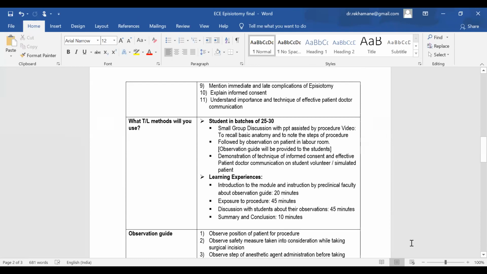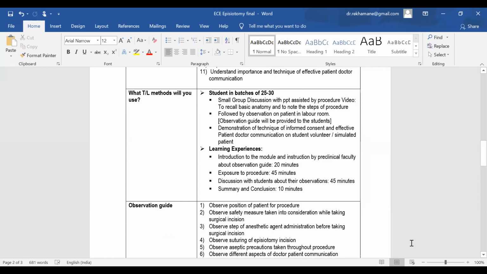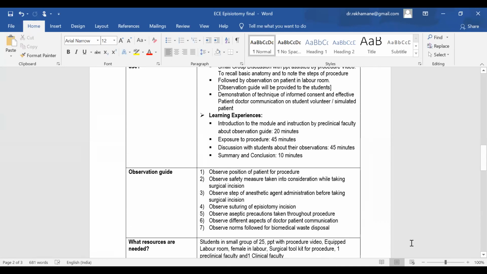After objectives, the teaching learning method which we opted are, students can be divided into groups of 25 to 30. These small group students are provided with a PPT with the procedure video, preferably from the same setting. This is done to recall the basic anatomy and to note the steps of the procedure. This is followed by observation of a patient in a labor room. While observing, they are provided with the observation guide.